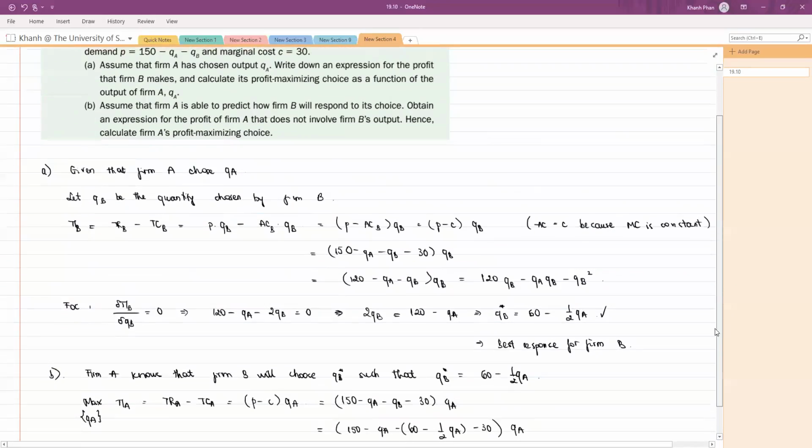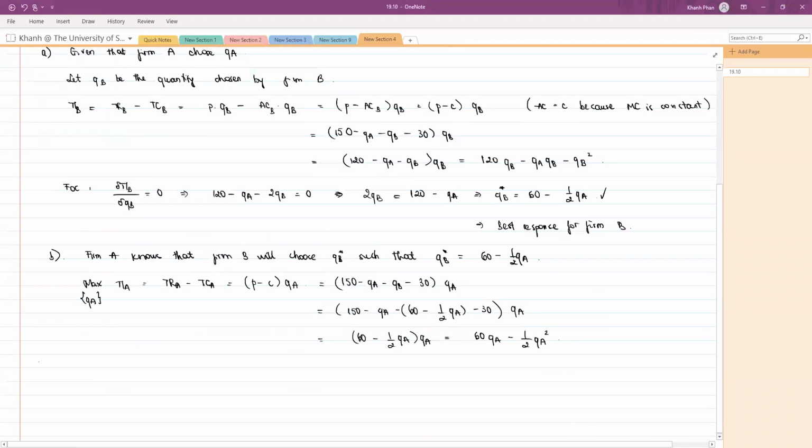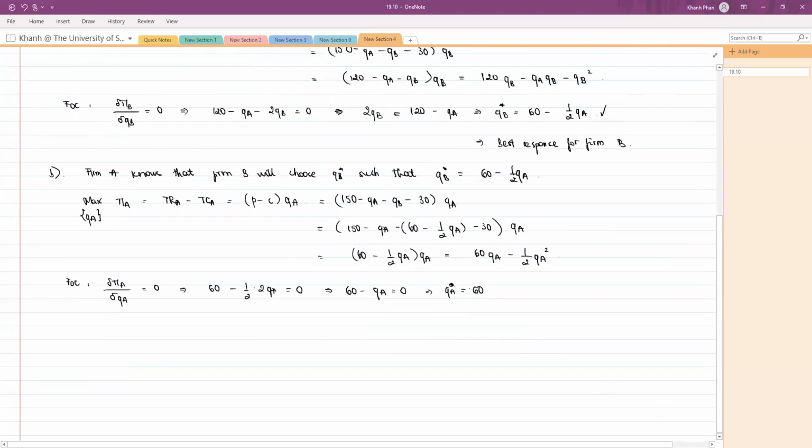And so therefore, to calculate firm A's profit-maximizing choice, again we just have to find a first order condition, where we differentiate the profit with respect to QA and make it equal to 0. If I do that, I get 60 minus half times 2 QA, and I make it equal to 0. So I get 60 minus QA equal to 0, and therefore QA is equal to 60. Now put a star there to indicate this is the optimal quantity that firm A is going to choose to maximize firm A's profit.